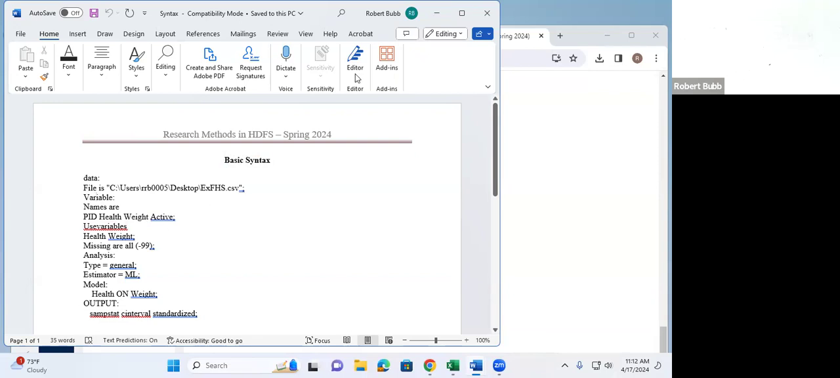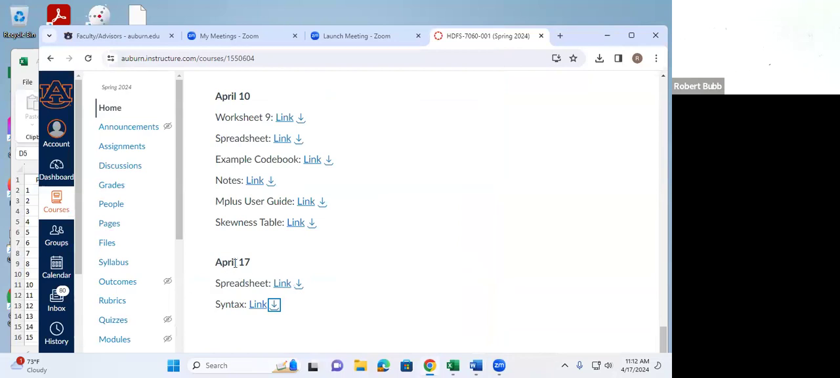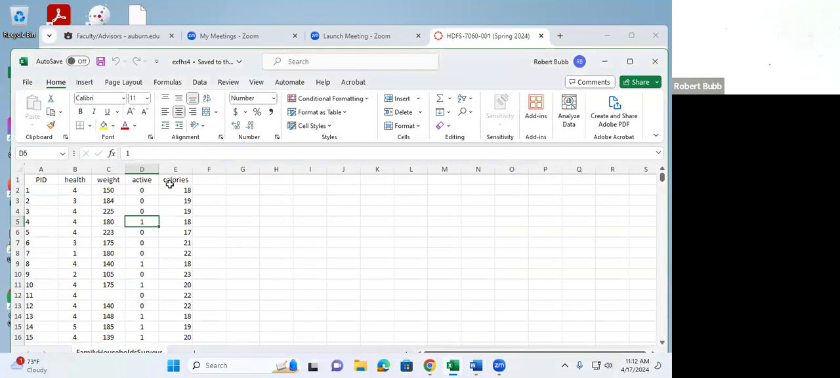We're going to start with the spreadsheet for today. So if you open up that spreadsheet under April 17th, you're going to notice we have the same variables as last week, plus an additional one, maybe. And here's one extra there. Should look like this. So we're going to add a variable of calories in there.